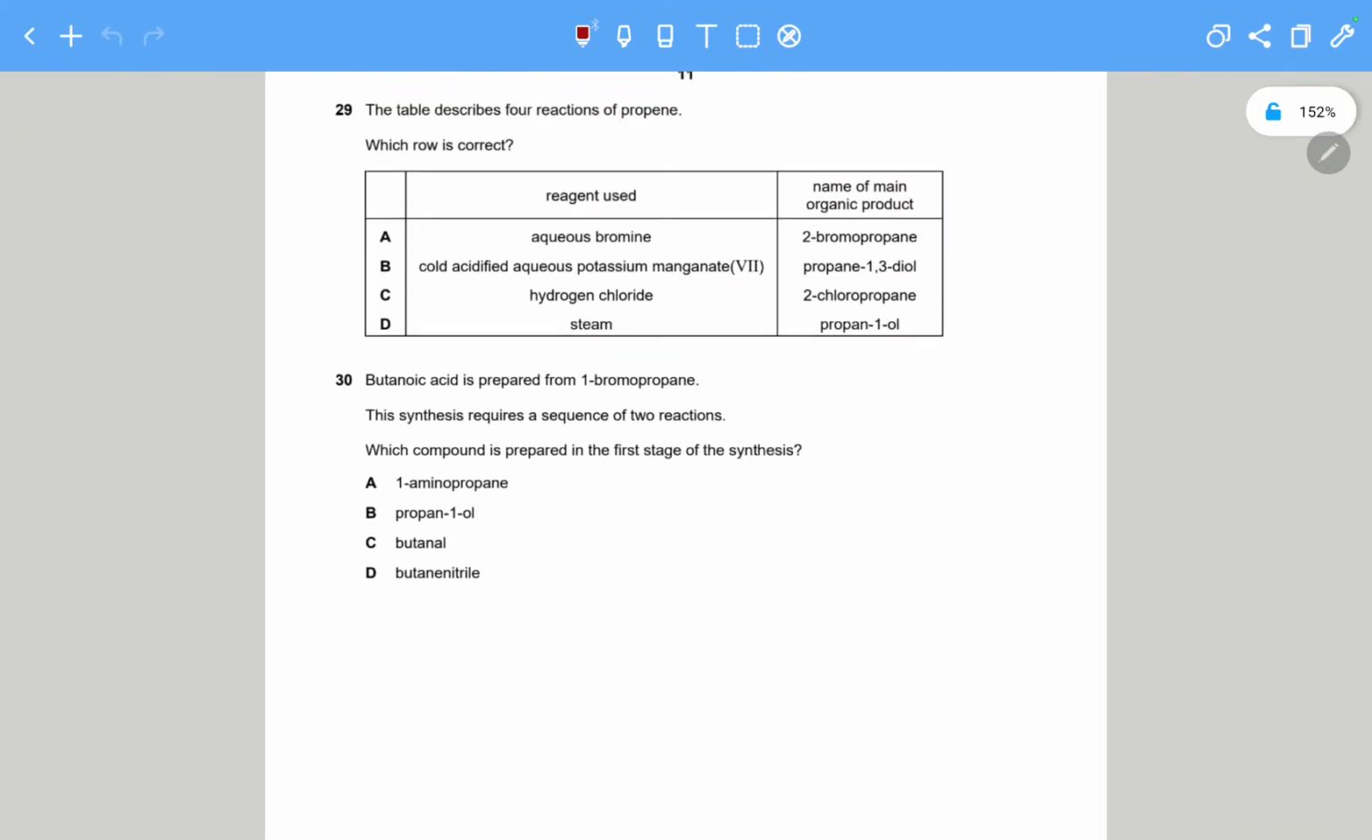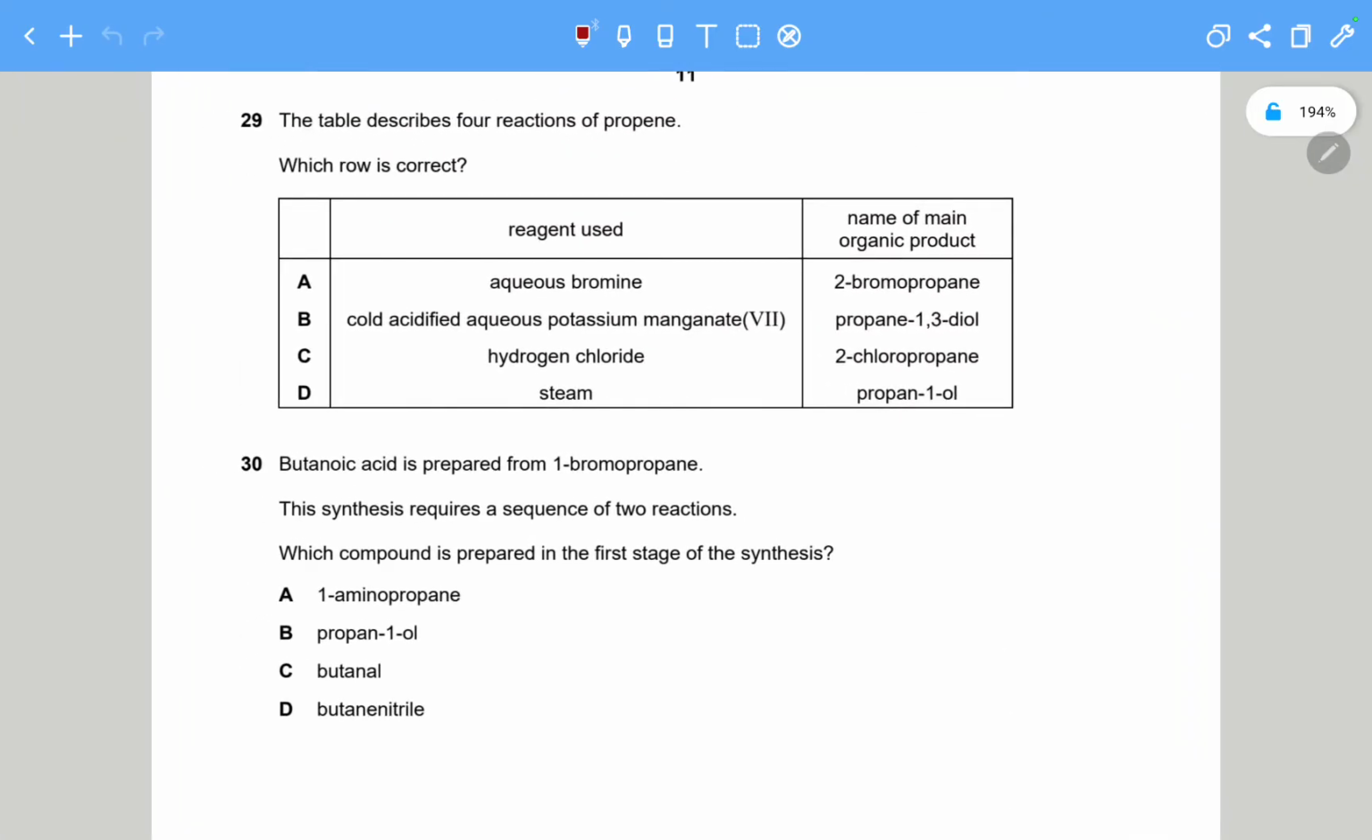Question 29. The table describes 4 reactions of propene, an alkene. Which row is correct? Reagent used, aqueous bromine. Remember, aqueous bromine does electrophilic addition onto the alkene. And the product that they suggest is 2-bromopropane.